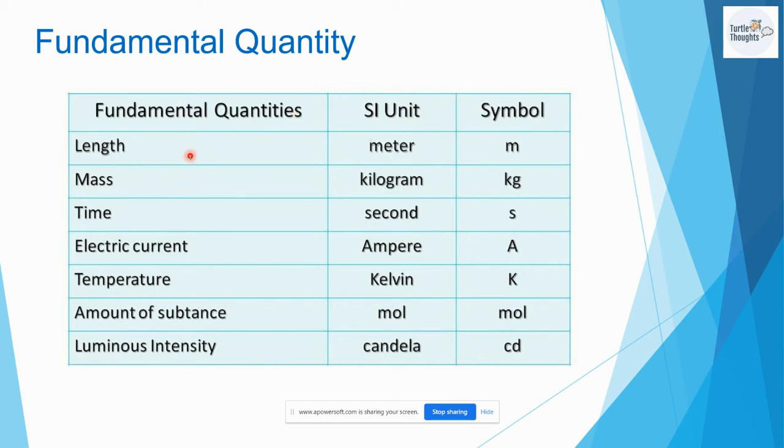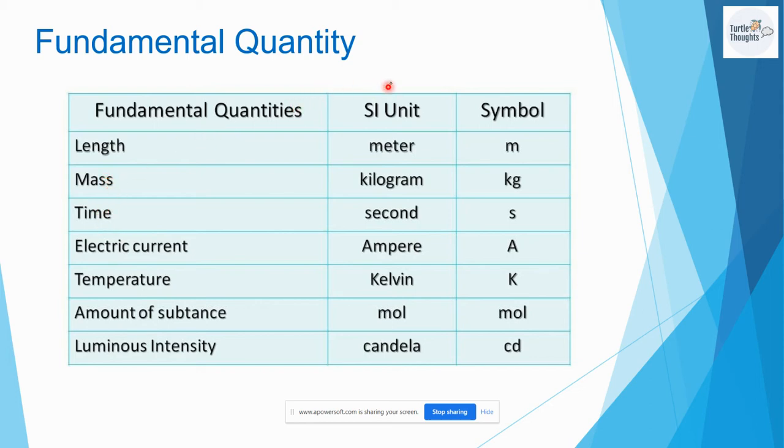So there are only seven fundamental units. The first one being length, then mass, time, electric current, temperature, amount of substance, and luminous intensity. Only these seven are your fundamental quantities. Rest everything will be your derived quantity.